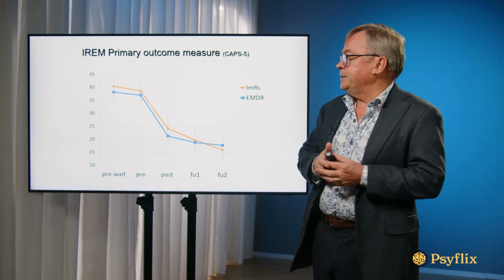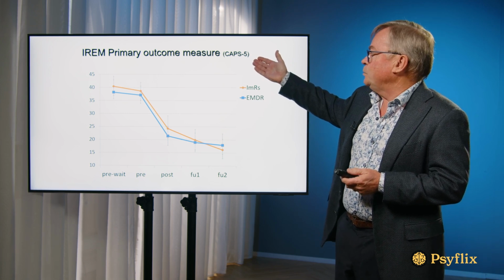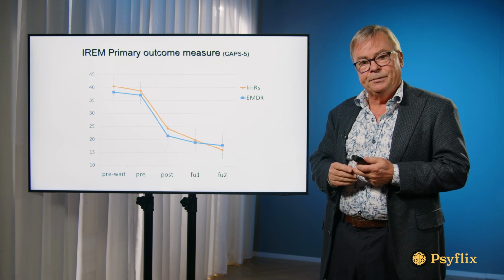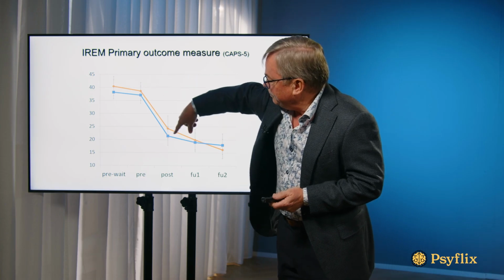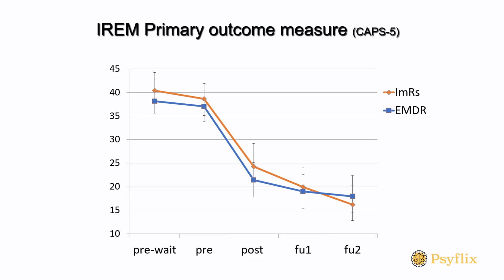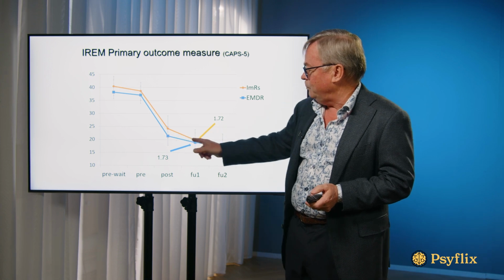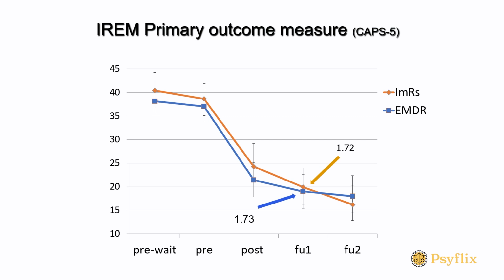Now what you have here is the primary results as measured by the CAPS-5, which was administered by a research assistant that was independent to the treatment process. What you can see from the graph here is that during the waitlist period, very little change in any of the PTSD symptoms. During the treatment period, also 6 to 8 weeks, you get these massive treatment effects. And then at the first follow-up period, which is also 8 weeks after the treatment period, the effect sizes are really large, 1.7 for both treatments.